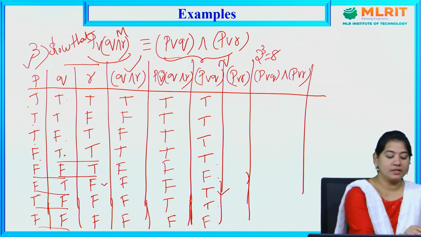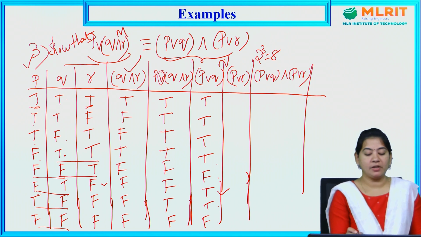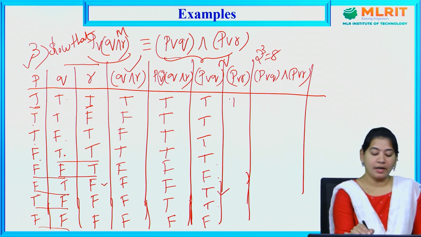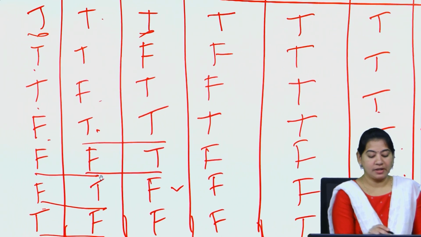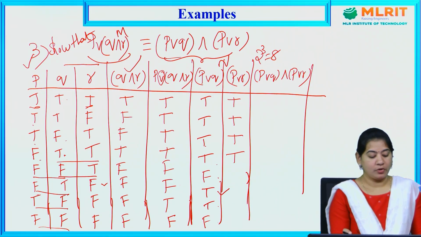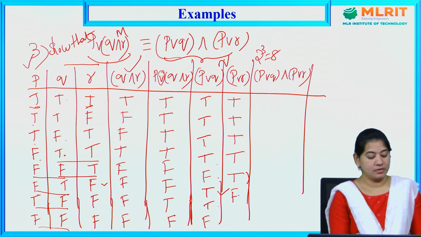So for this, you have to apply the disjunction. Next if you observe here, true and true is true, true and false is true, true and true is true, and here false and true is true, and false and true here you will get true, and FF you will get false, and true and false you will get true, false and false you will get false.